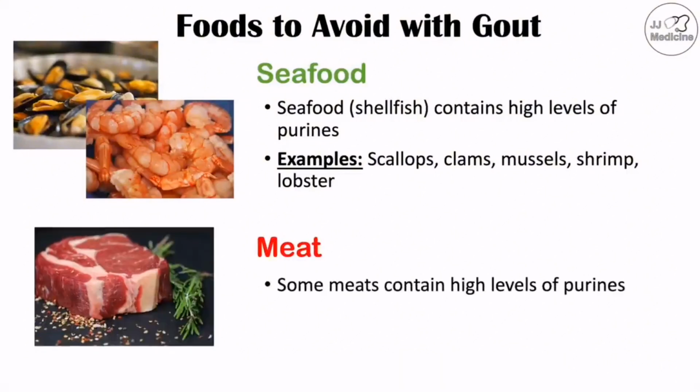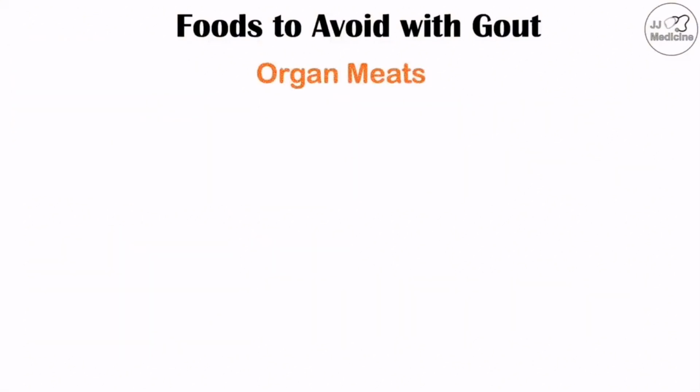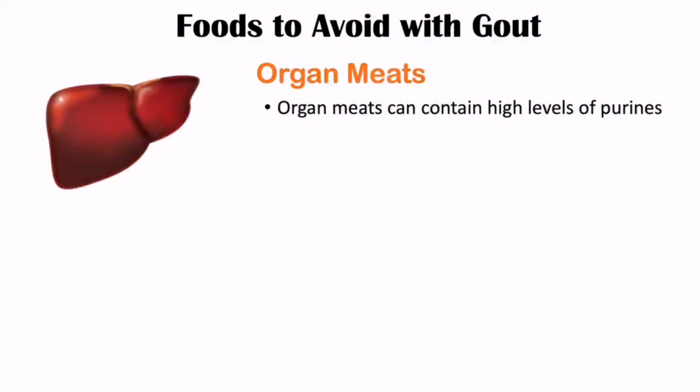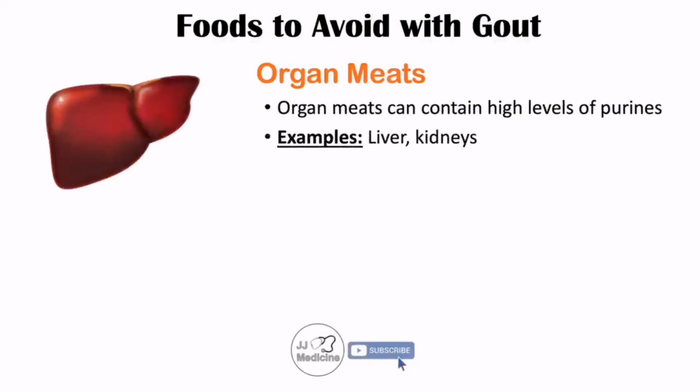Some other foods that are best to avoid if you have gout include certain types of meat. So some meats contain high levels of purines, and examples of meats to avoid include red meats. So you can think of things like steak, pork, and lamb. So these types of meat are best to avoid because they too also have high levels of purines. Some other types of meats more specifically include organ meats. Organ meats also contain high levels of purines, and examples include liver and kidneys.